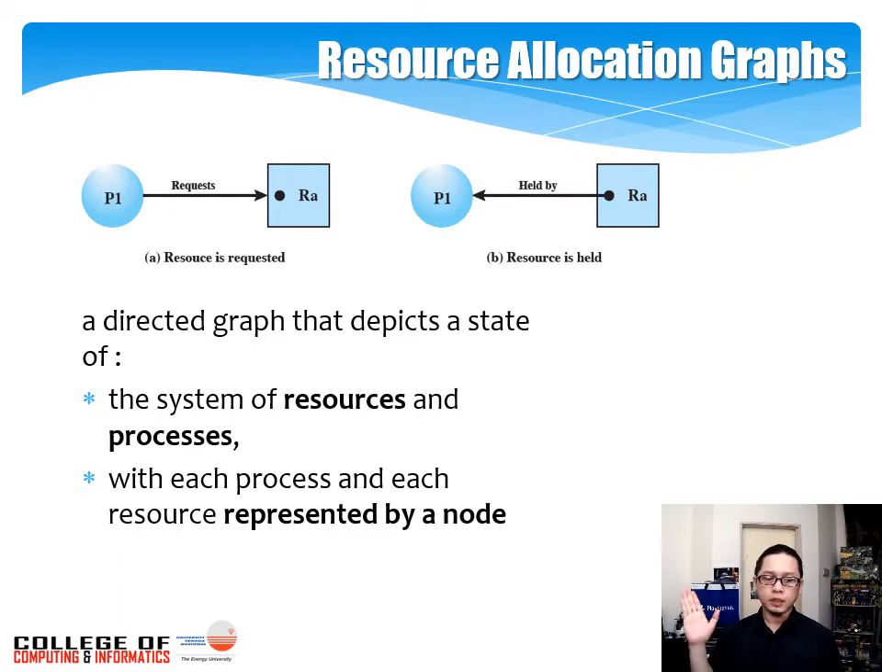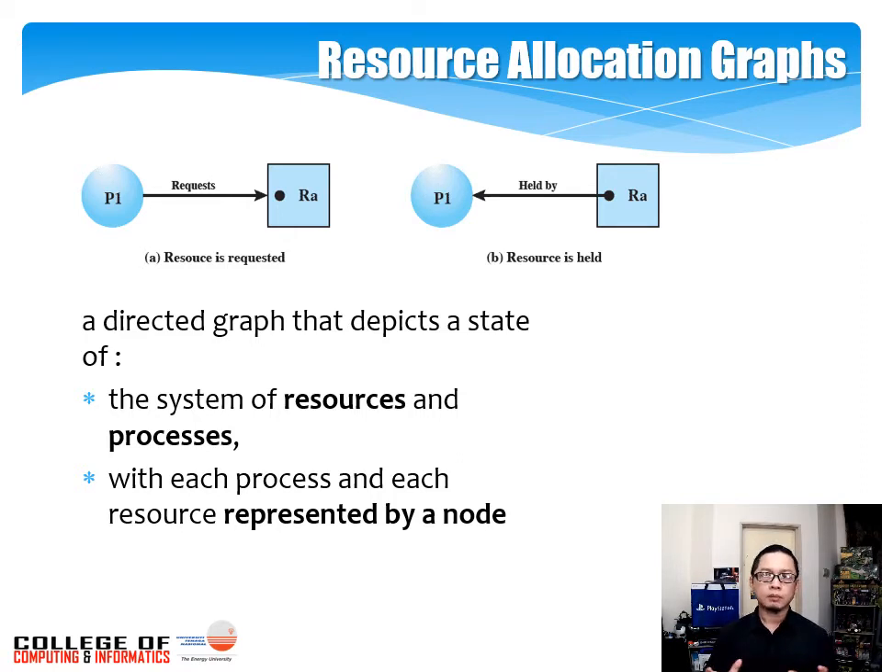And then in B, you have a resource that is being held. Here we have P1, and the arrow is pointing towards P1 from the resource. How do you read it? P1 is actually holding resource A.